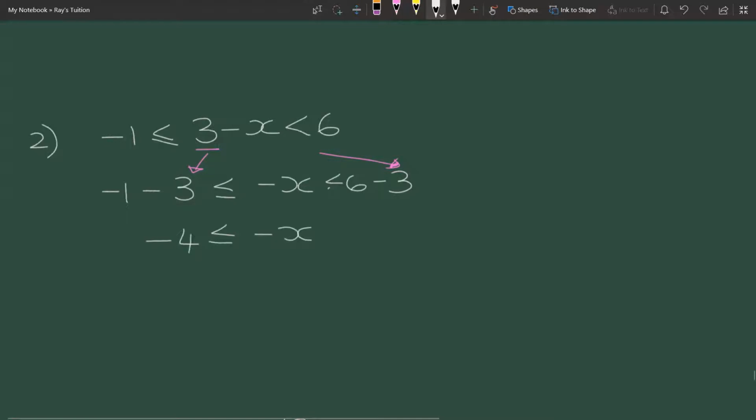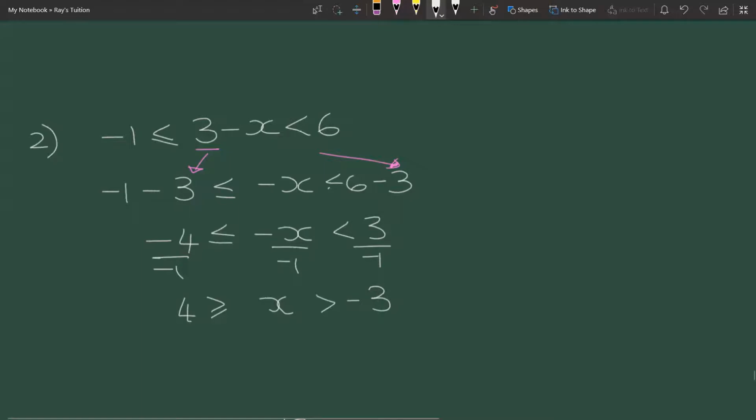We have minus x by itself, then we have this less than 3. We would like x to be positive, so we're going to divide everything by minus 1. Minus 4 divided by minus 1 is positive 4. Remember, whenever you divide by a negative in an inequality, the direction changes. This then becomes a positive x, and this becomes a negative 3. So you need to remember that when we divide by a negative, the direction of the inequality changes.